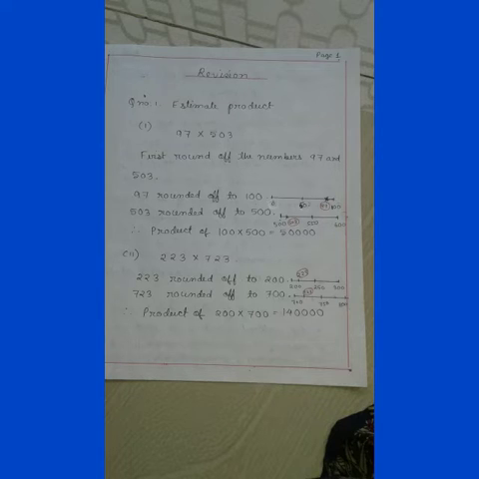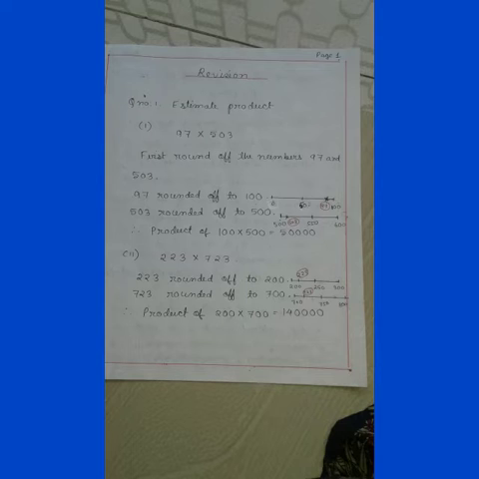First, round off the numbers 97 and 503. I have drawn the number line. 97 is nearer to 100. So, 97 can be rounded off to 100. The same way, 503 is rounded off to 500. I have drawn the number line and you can see it on the right hand side of the page. Now, the product of the rounded off numbers, that is 100 and 500, is equal to 50,000.